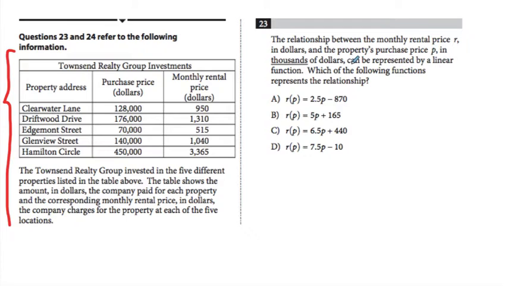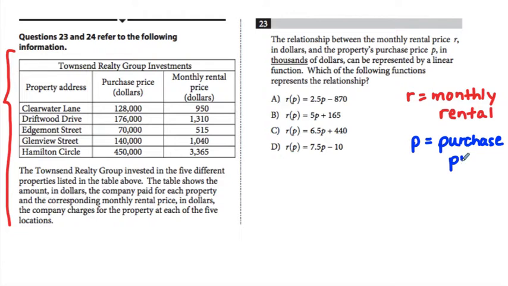So the question number 23 was asking us the relationship between the monthly rental price, R. So I'm going to let R be the monthly rental. I always write it down for myself to make sure I'm clear. And the property's purchase price, P, can be represented by a linear function. Which of the following represents the relationship?